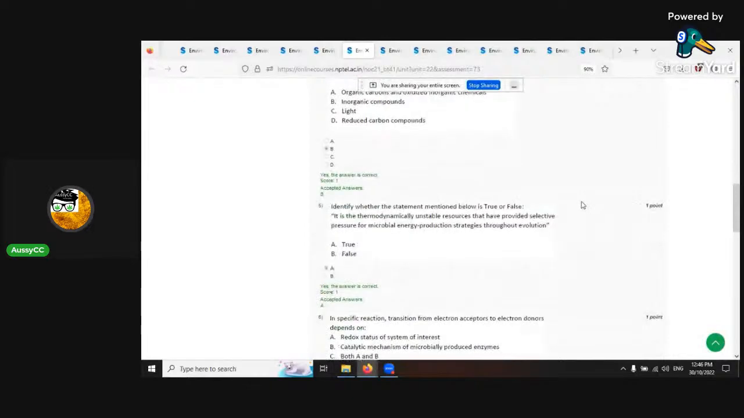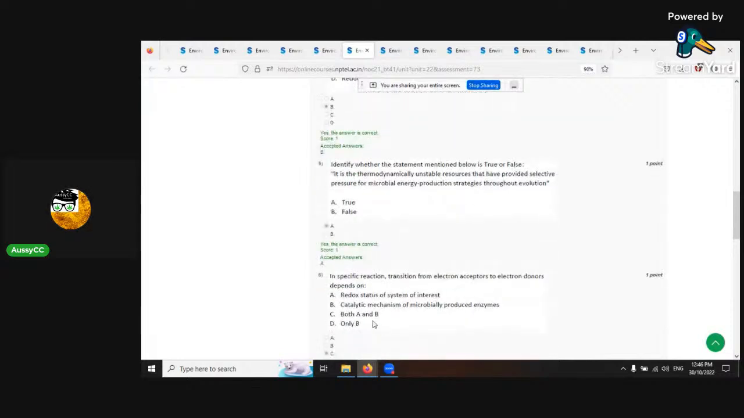In species reactions, the transition from electron acceptors to electron donors depends on, well, it's definitely the redox and catalytic mechanisms, yeah, because you've got to have acceptance of B, yeah, C and D, both A and B, C.